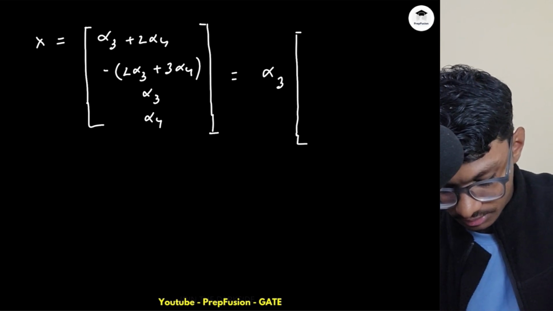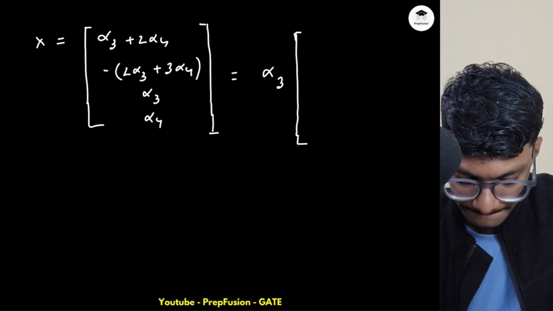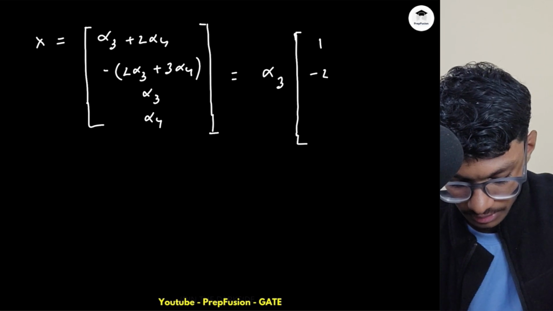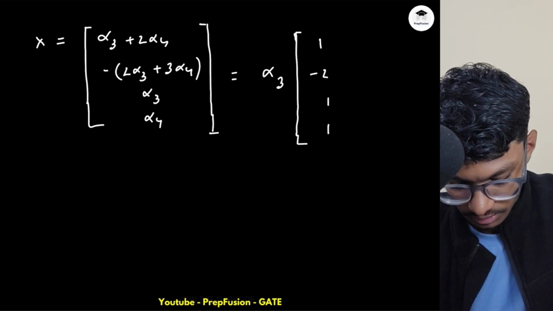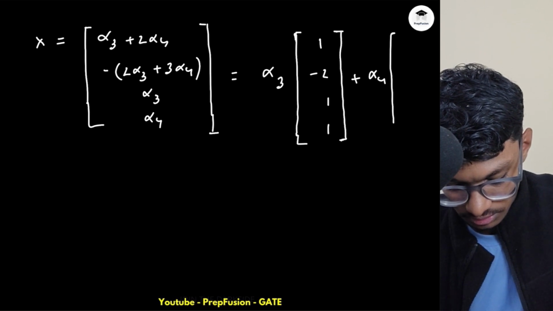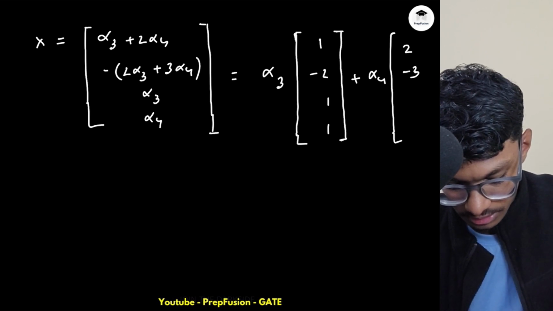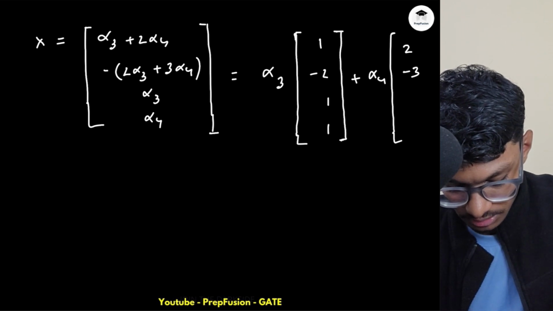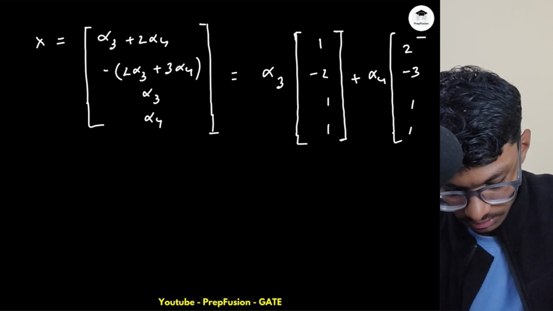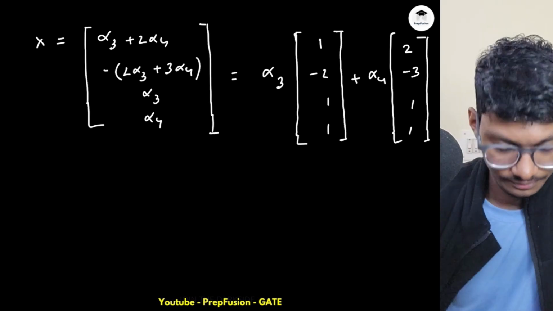So this will be 1 minus 2 1 1. Okay, this will be plus alpha 4 times 2 minus 3 and 1 and 1. Okay, 2 minus 3 1 and 1.